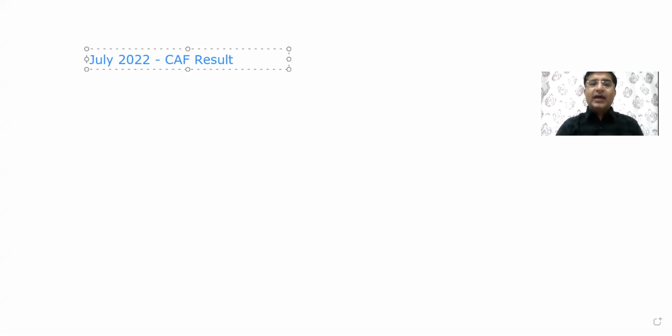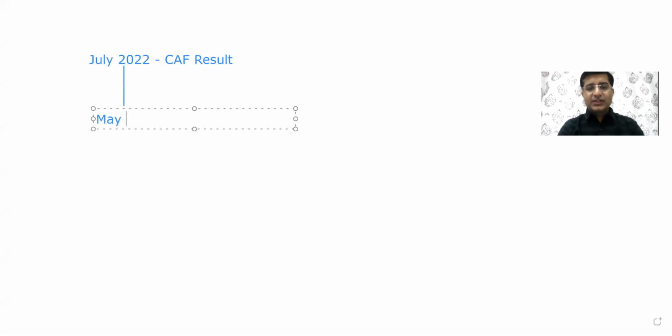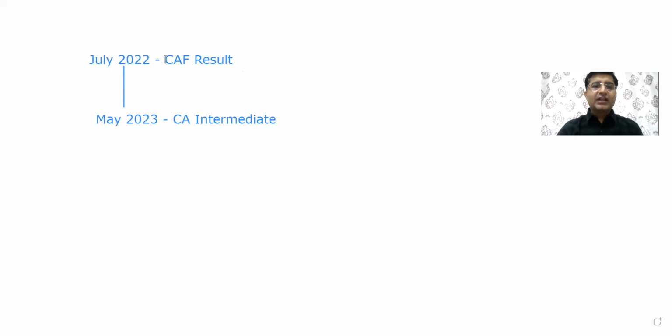Right? Now, once you crack it, once you get the result of the CA foundation in July of 2022, then your next journey will start, and that journey is of CA intermediate. Right? Now, the CA intermediate for you is going to come in the month of May of 2023. Earlier, this used to be called as CA IPCC, and now it is called as CA intermediate.